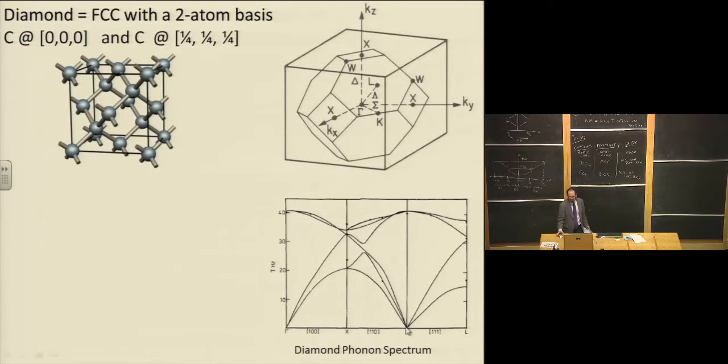You can see a couple of interesting things in this figure. The gamma point is k equals 0. You can see the acoustic modes coming down to k equals 0 linearly. And these are the optical modes up here at high frequency. One of these modes is longitudinal. Two of them are transverse.